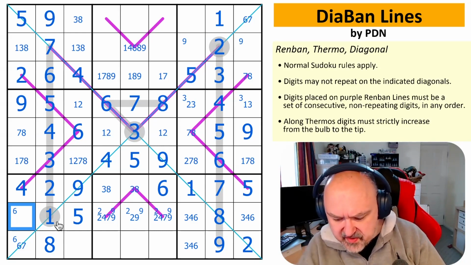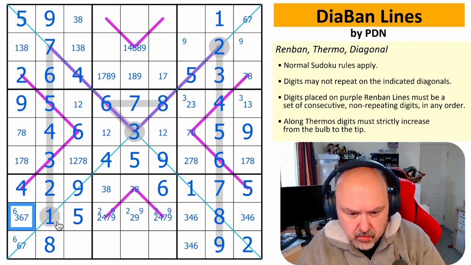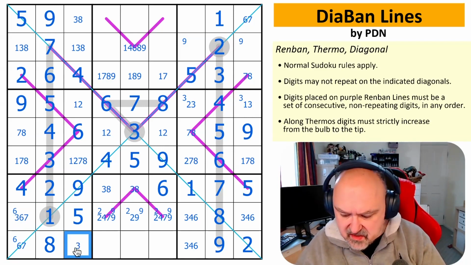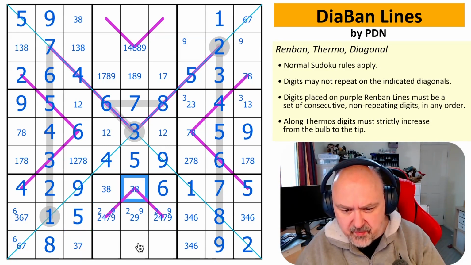1, can't be 1, can't be 2, can be 3, can be 4, can't be 5, can be 6, can be 7, can't be 8, can't be 9. 3, 4, 6, 7, but it can't be 4. So these are 3, 6, and 7. That one can't be 6, so 6 is in one of those. This is 3 or 7. It's probably not as helpful as I wanted. But that is very weird what's happening on this line.